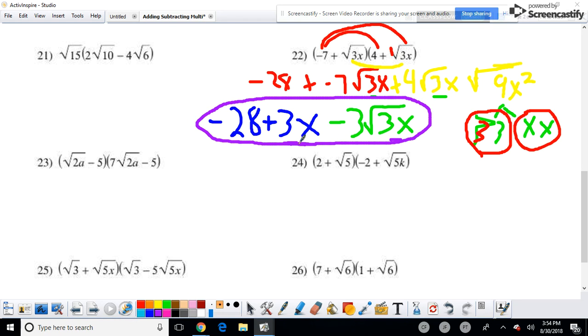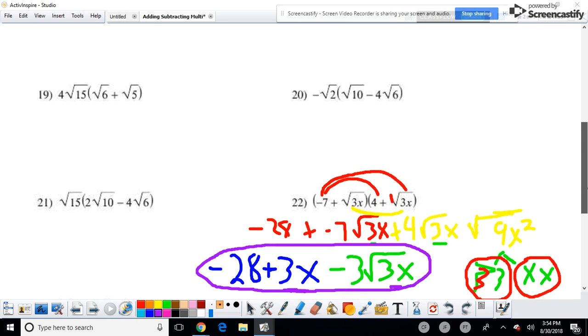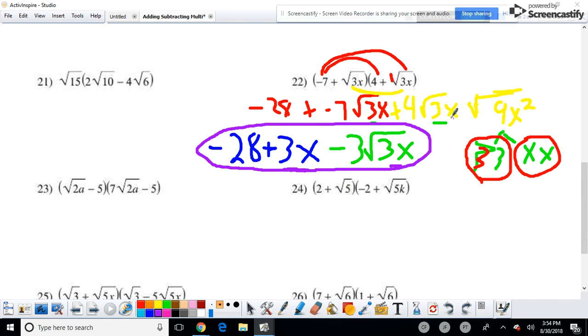So when you're multiplying radicals, even when they get crazy like this one, or if they're simple like the first one we did, just follow these rules. Multiply your coefficients, multiply your radicals, and simplify. That's all I did. Here I just had to remember my FOIL method.